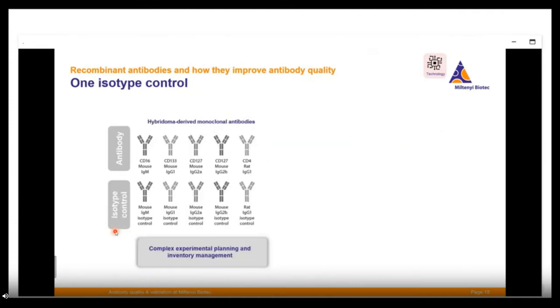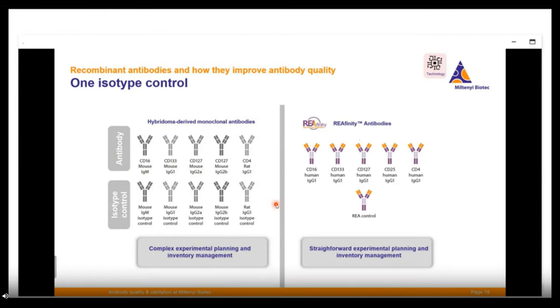Finally, I showed you that our recombinant antibody contains a universal human IgG1 backbone. And what is the benefit of that? Ideally, when you use hybridoma-derived monoclonal antibodies, they probably were generated with many different backgrounds. For example, mouse IgM, IgG2, rat IgG1, and so on. This means for every individual isotype, you have to make a proper control for them. So this leads to complex experimental planning and inventory management.